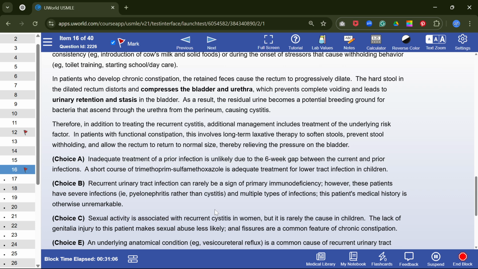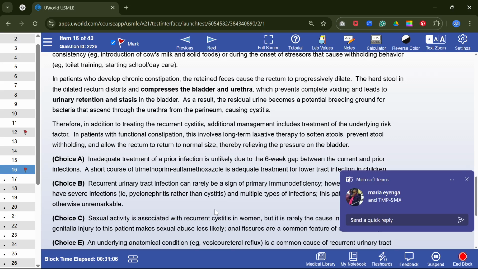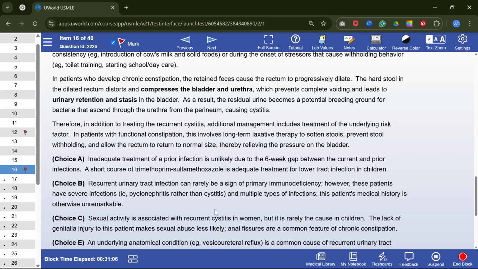Recurrent urinary tract infection can be a sign of primary immunodeficiency. However, these patients have serious infections, severe infection, pyelonephritis rather than cystitis, and multiple types of infection. These patients' medical history is otherwise unremarkable.